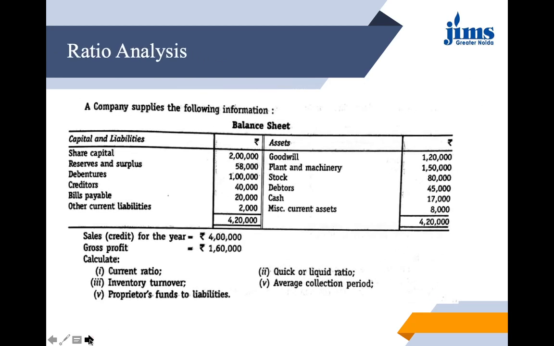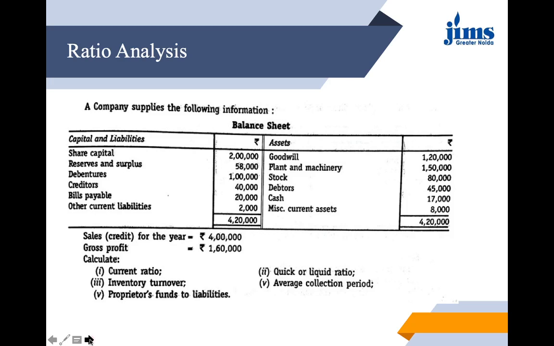The next question, again a balance sheet is given to you. Along with that, credit sales are given as 4 lakh rupees, and gross profit as 1,60,000. We need to calculate current ratio, inventory turnover ratio, proprietors fund to liabilities, quick or liquid ratio, and average collection period. Let us calculate one by one.